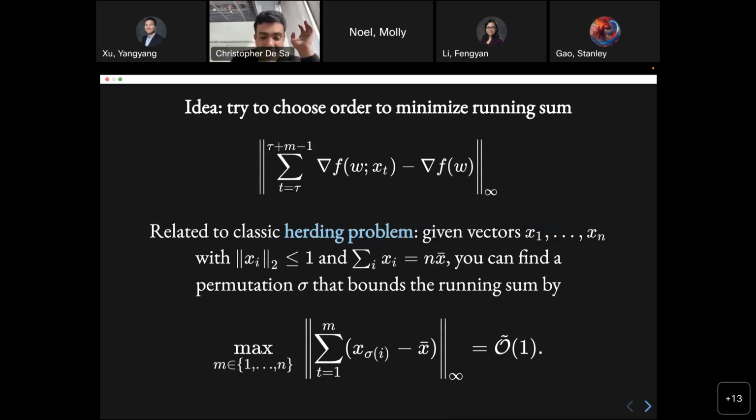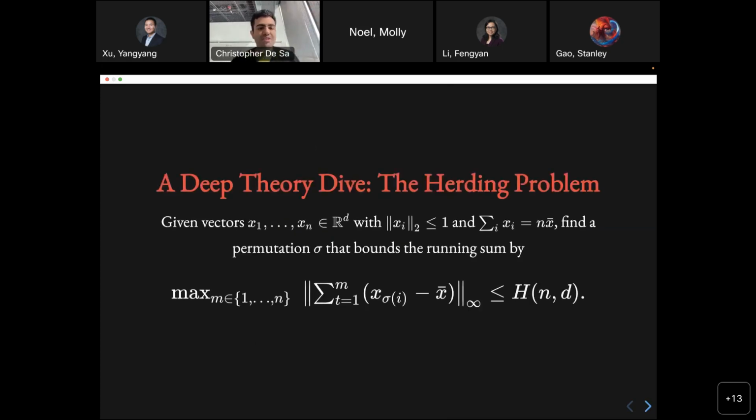So there's some hope that if we got rid of that factor of square root of n, we would also make the factor of n in the final rate disappear. So we wanted to look at whether we can do this. And in order to do this, we had to do a bit of a theory dive into how the herding problem works.